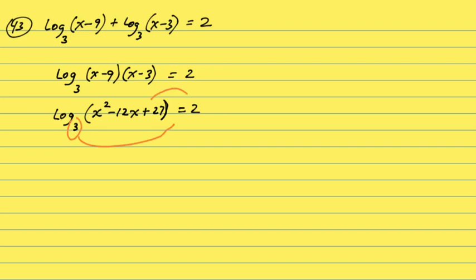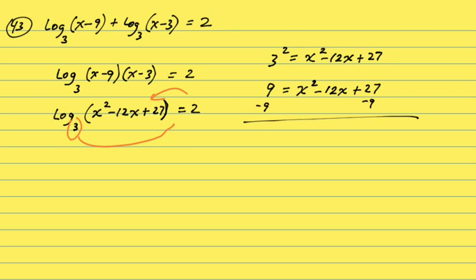Okay, now we're going to do the fishhook. 3 raised to the 2 equals this argument. So 3 raised to the 2 equals x squared minus 12x plus 27. What is 3 to the 2? 9. How do I make this equal 0? Because that's the only way I can solve it. Subtract 9. So what is 27 take away 9, 18?